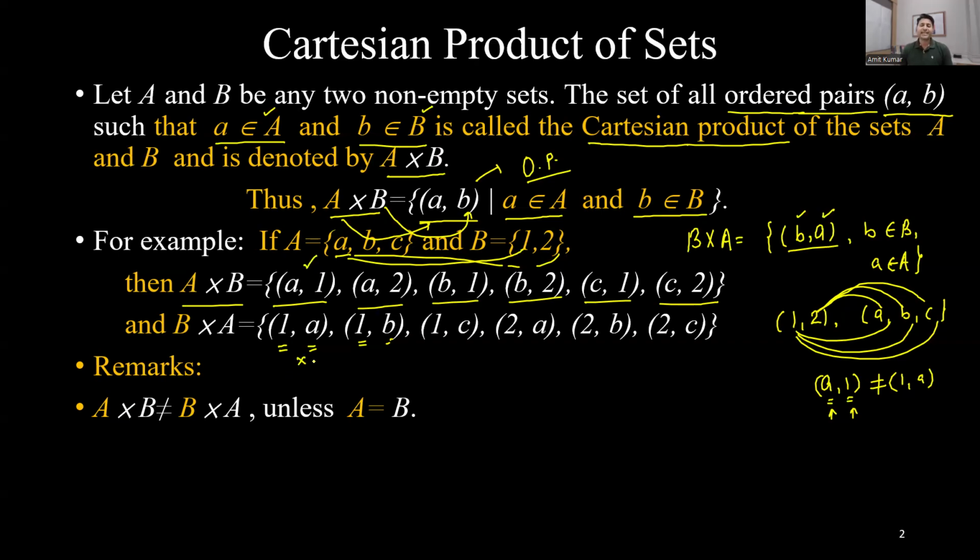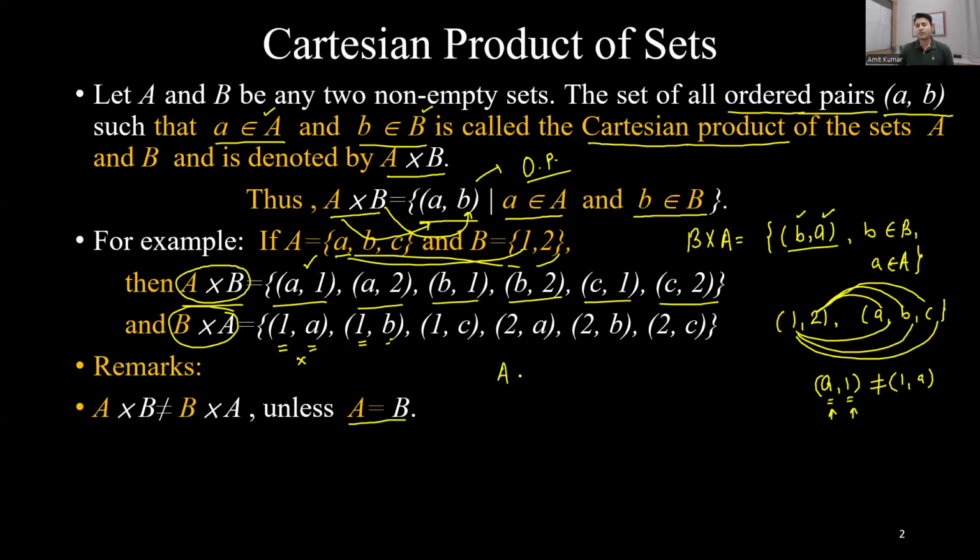Remember the definition of equal sets? Two sets are said to be equal if they are having the same elements inside them. The Cartesian product is also a set, a multiplication of two sets, or product of two sets, better to say. So we will call them equal if they are having the same elements. So they are not necessarily equal, unless A and B are the same set.